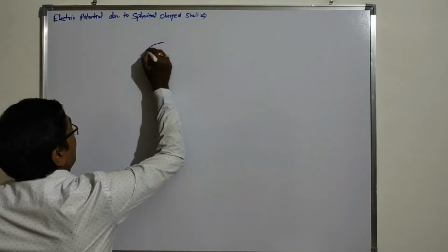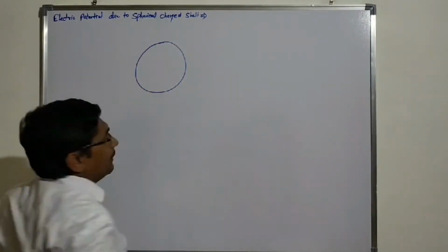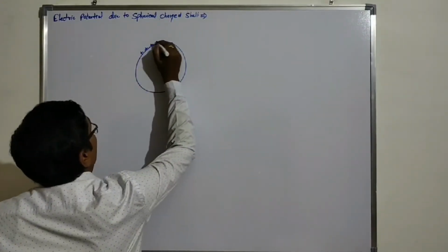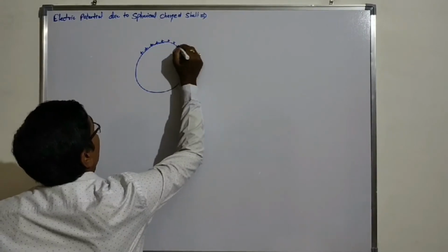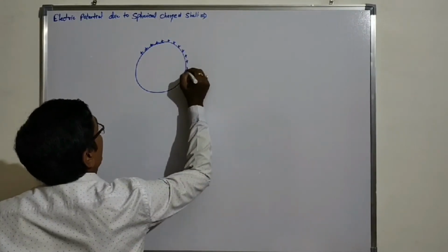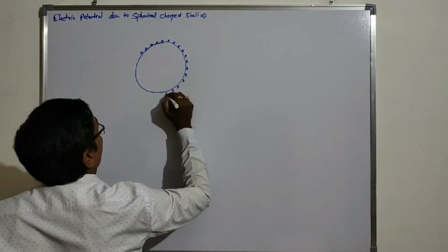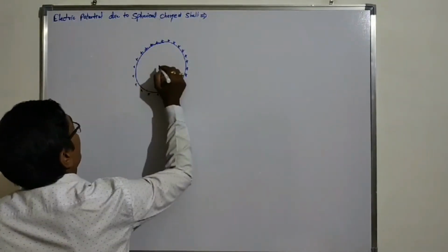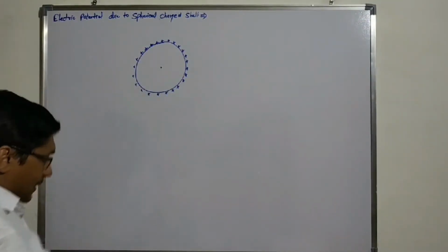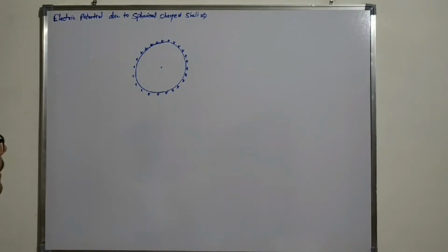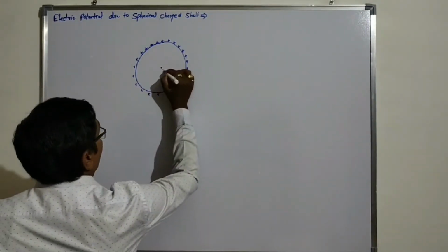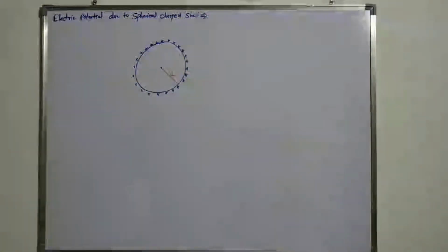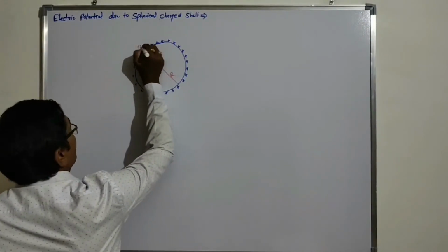Suppose it is a spherical body and it is hollow, so this is called a shell, and the total charge is distributed on the outside of the sphere. This is the center, and here capital R is the radius of the spherical shell, and the total charge distributed on the body is Q.